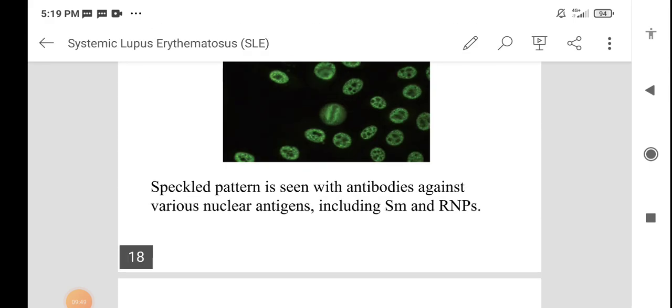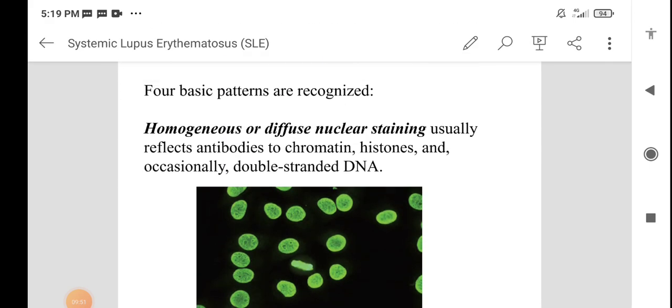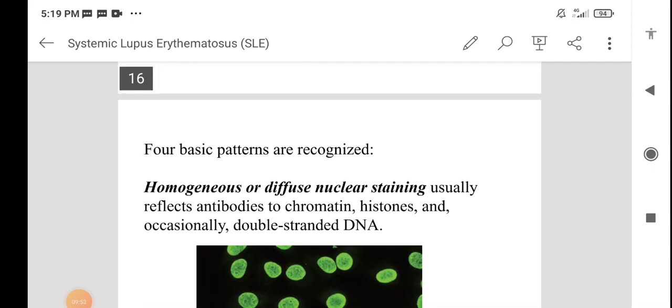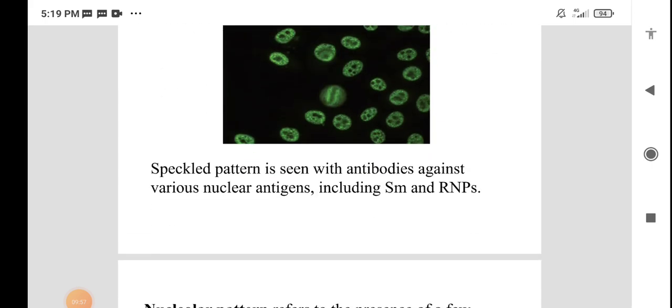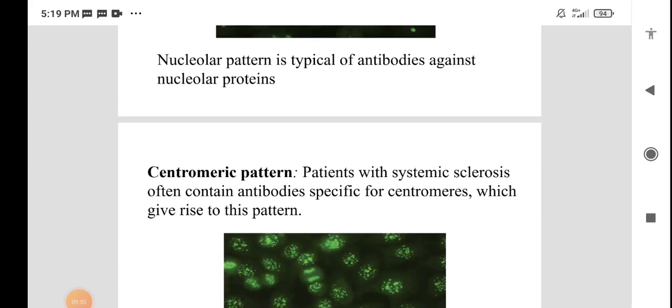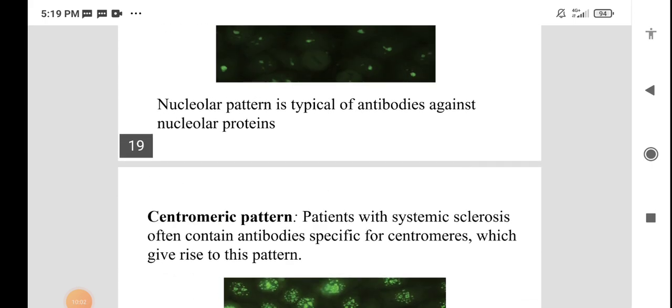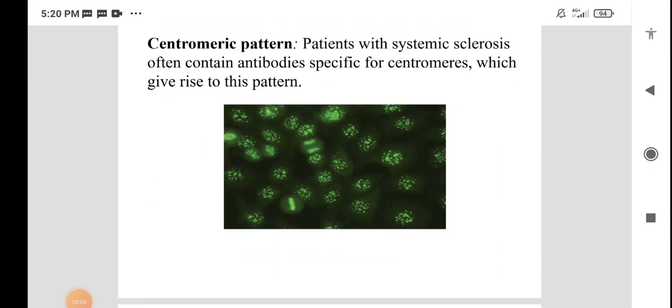So these immunofluorescence patterns are very important when it comes to the staining of these particular DNA patterns and the antibodies. Centromeric pattern. Patients with systemic sclerosis often contain antibodies specific for centromeres.